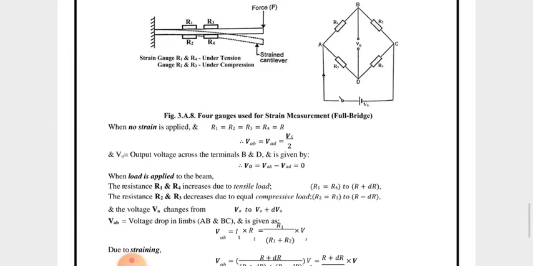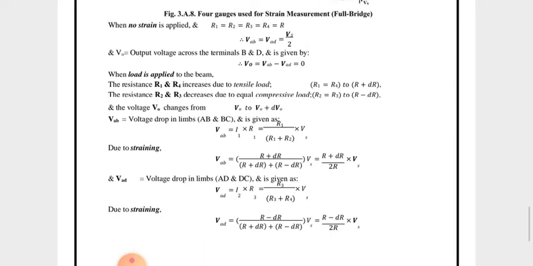VAB, the voltage drop across limb AB, is given as VAB equals I1 into R1, equals R1 upon R1 plus R2 into Vs. Due to straining, VAB equals R plus dr upon R plus dr plus R minus dr into Vs. The dr gets cancelled in the denominator, so we get 2R, and VAB equals R plus dr upon 2R into Vs.